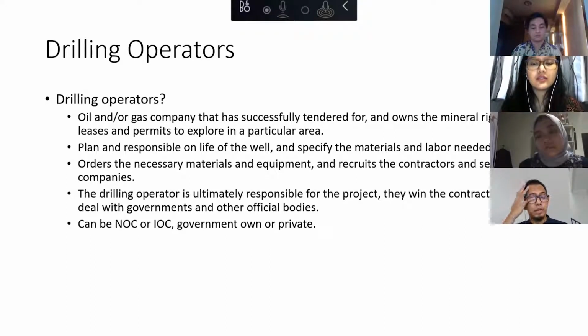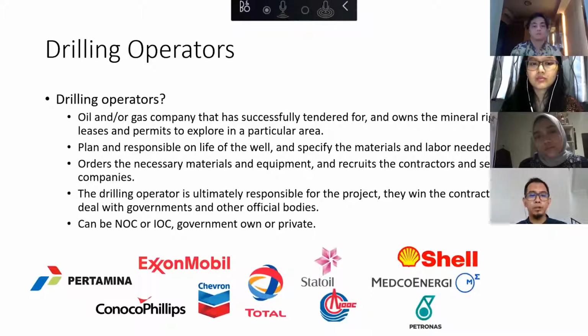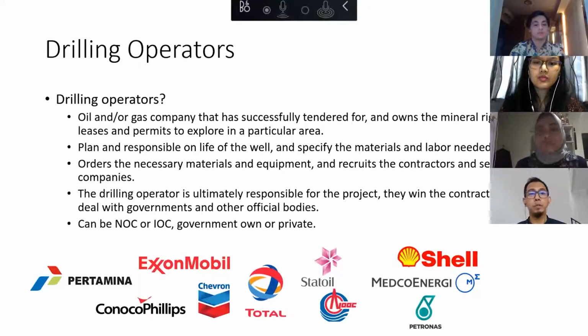They win the contract of the tender of the blocks, and they deal with the government and all other official bodies that are required to operate in this well, in this field. They can be either a national oil company or an international oil company, whether government or private sector. Some entities that I believe you are familiar with, commonly known as drilling operators, are Pertamina, ExxonMobil, Chevron, we used to have Total in Indonesia, Statoil as well, CNOOC, Shell, Medco, our local Proud, and Petronas, ConocoPhillips, and so on. These are samples of drilling operators.